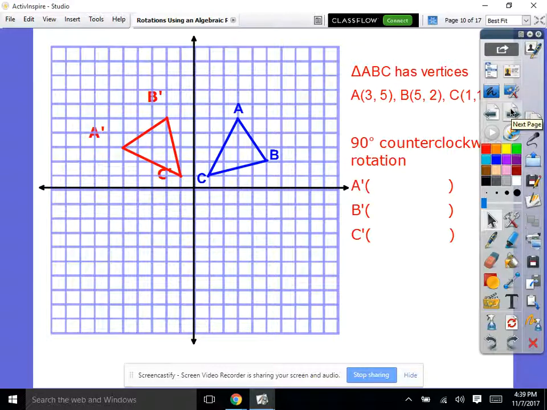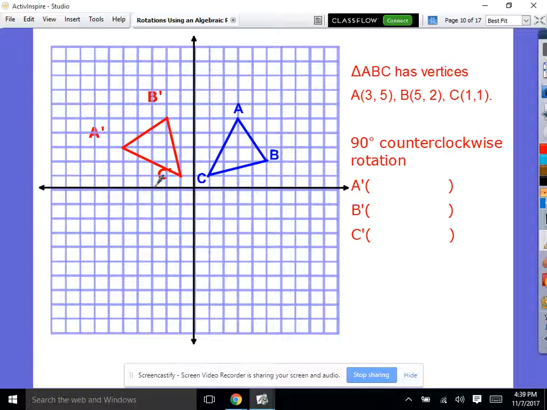All right, and finally, we're going to do a 90-degree counterclockwise rotation, which would also be 270 degrees clockwise. So A prime is negative 5, positive 3. So negative 5, 3. B prime is negative 2, positive 5. So negative 2, positive 5. And then C prime is negative 1, positive 1.